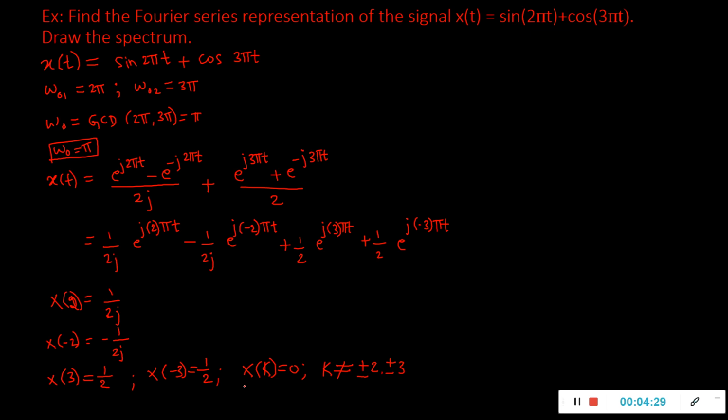Now, coming to the magnitude spectrum and phase spectrum, let's continue here. The mod of x of 2 is nothing but 1 by 2, and mod of x of minus 2, as you can see here, is also equal to 1 by 2. Looking at mod of x of 3, x of 3 is half, so once again its magnitude will be the same. And mod of x of minus 3 is also equal to half.